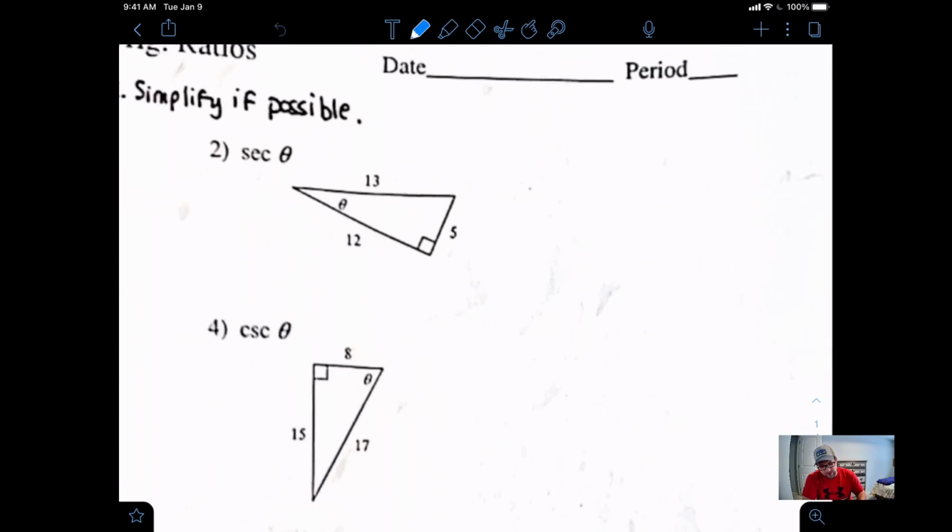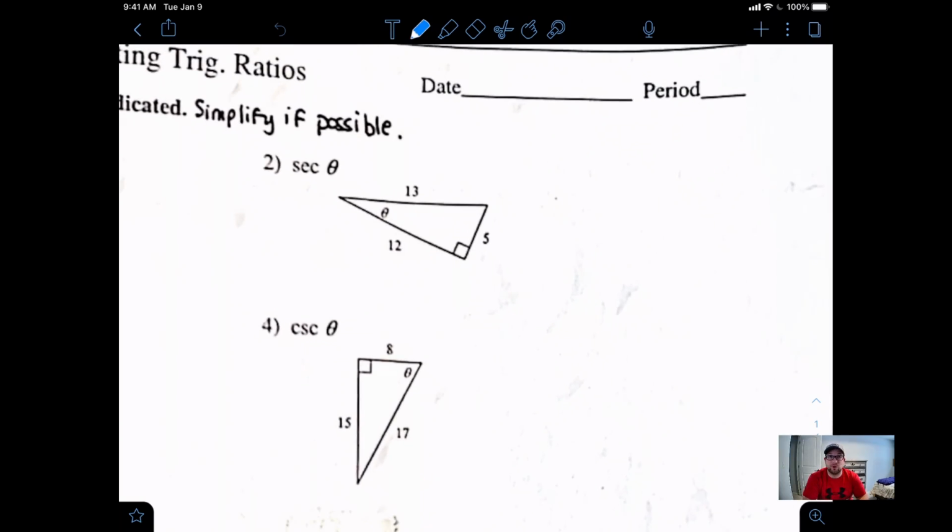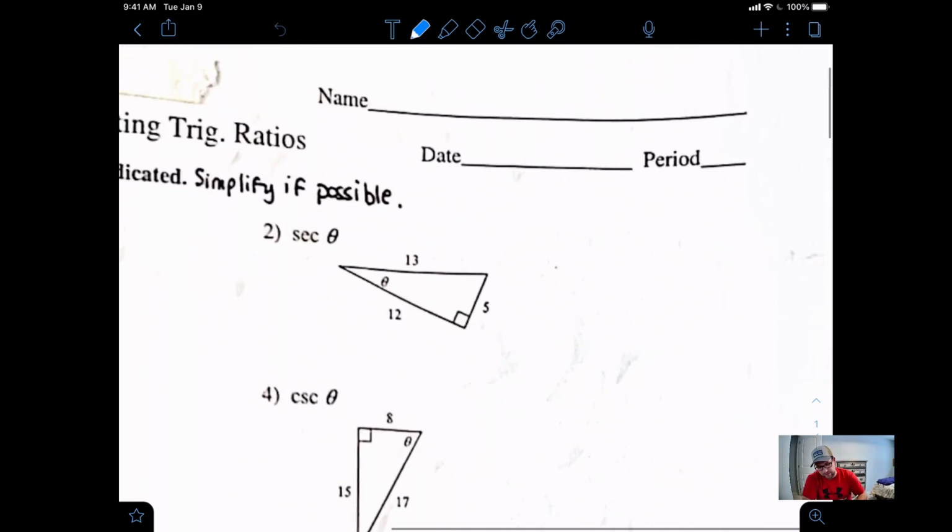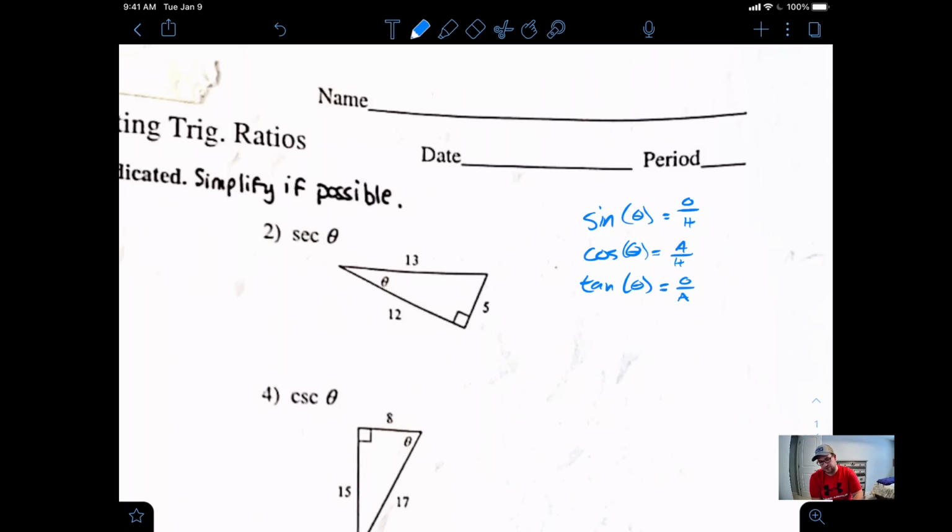Before I start, I just want to give myself a quick reminder of the trig ratios. I'm going to have sine of theta, cosine of theta, tangent of theta. I just want to think about what those relationships are so I can deal with secant, cosecant, and cotangent. Sine, of course, is the opposite over the hypotenuse. Cosine is the adjacent over the hypotenuse. And tangent is the opposite over the adjacent.